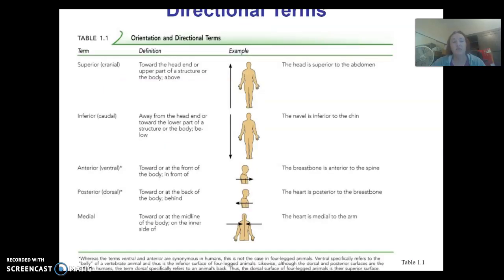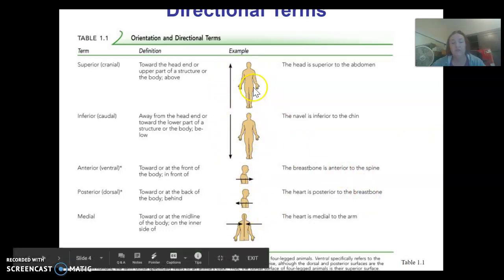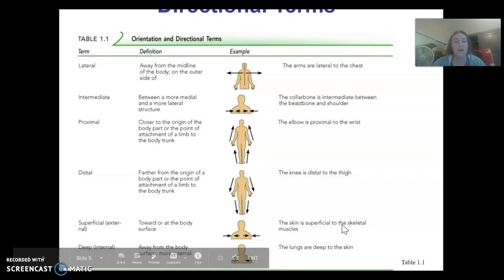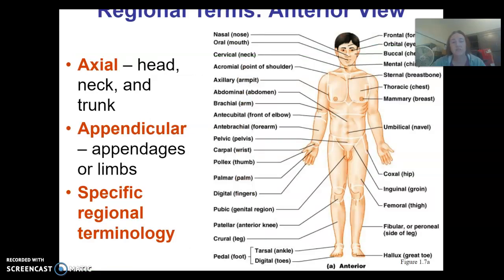Again, here are some more directional terms for you. It has some great pictures that kind of show you the directions. Again, feel free to find these pictures or copy these pictures into your notebook, as well as definitions and examples. There is a little bit of an assignment for you to do in terms of making sentences for each of these, showing that you know what each of them mean. Again, here's some more directional terms, and then we have some regional terms.